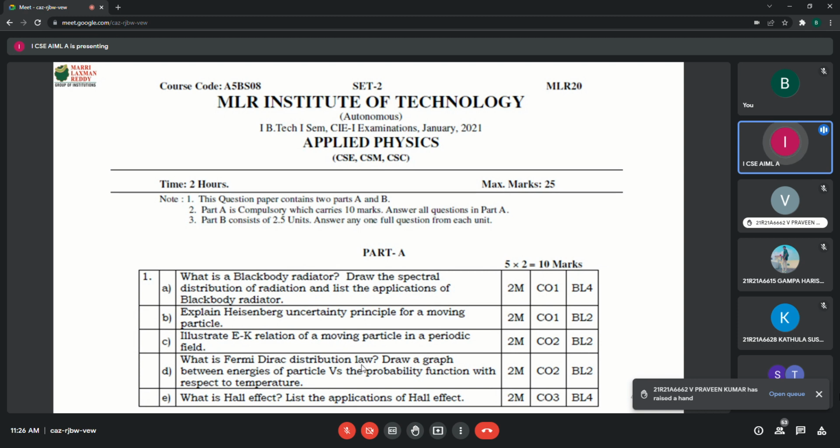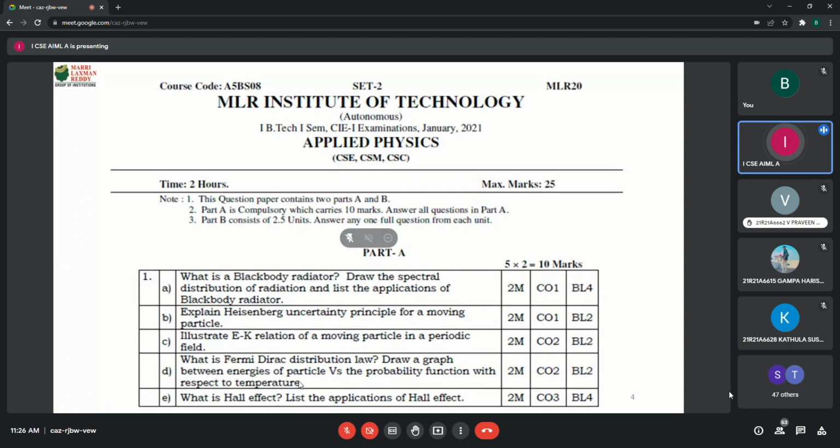That's all. Now you can directly draw a graph between the energies of a particle: E on the y-axis and the probability function values on the other axis, with respect to temperature. You only need to draw that graph. You need not write about the cases.